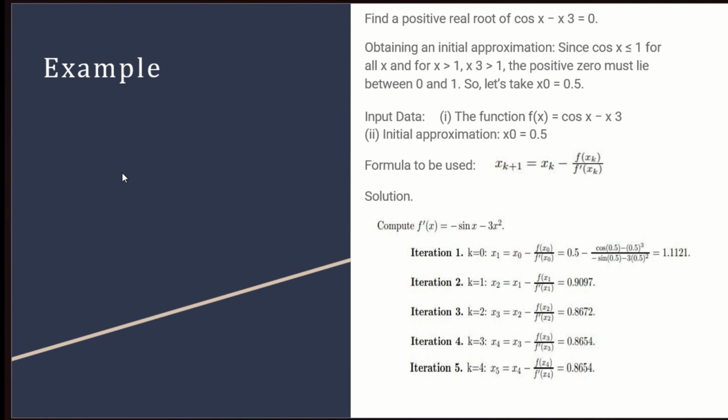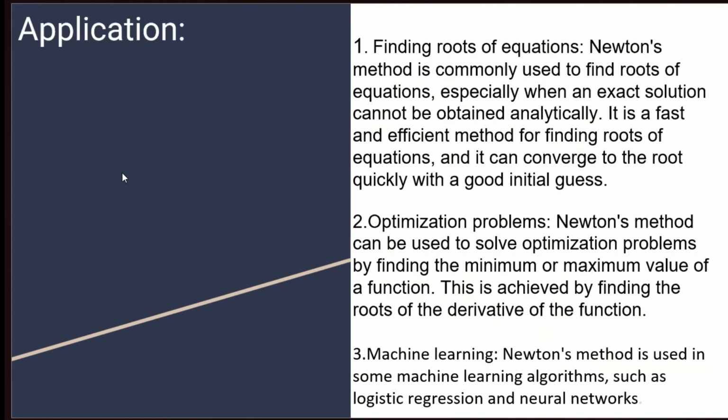you'll be getting 0.90997 and so on. For the last iteration, we got the value 0.8654. As you can see, for the fourth and fifth iterations, the value of the root is equal. So we can say that the approximate root of the curve is 0.8654 from the iterations.